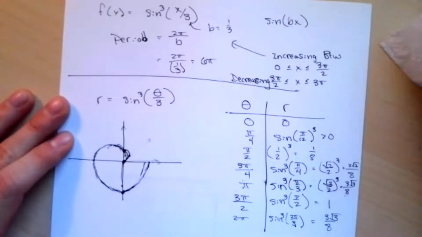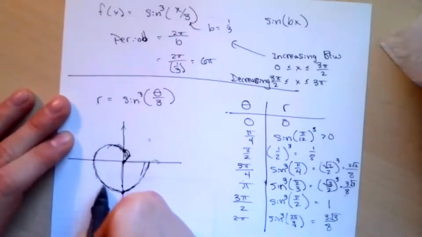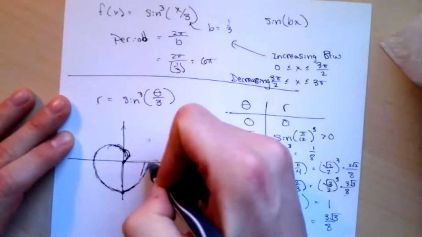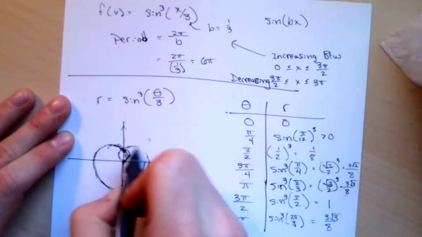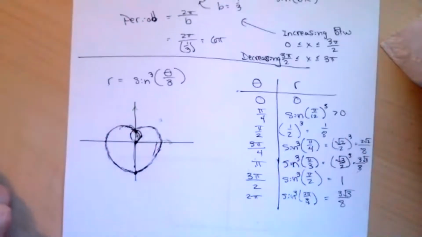Gives you that piece. And then since we're going in reverse, you just want to do that same loop in reverse, except now going around this way. And that's what gives us that symmetry of that heart.